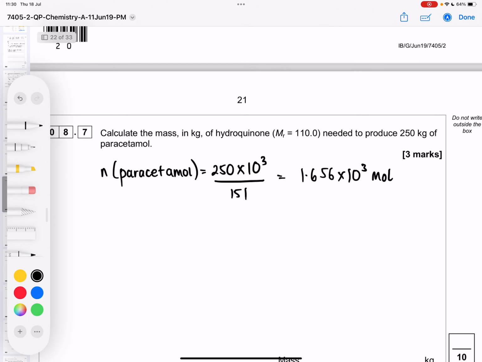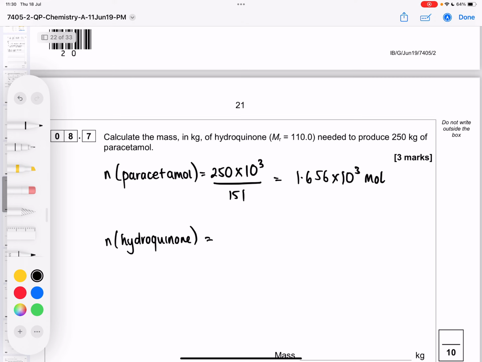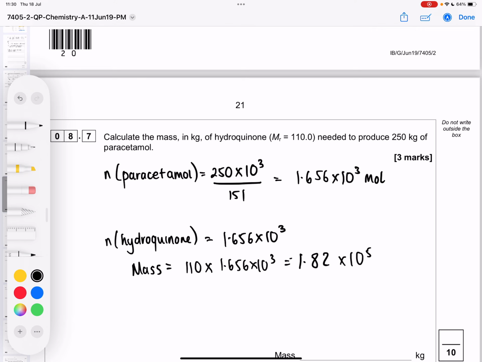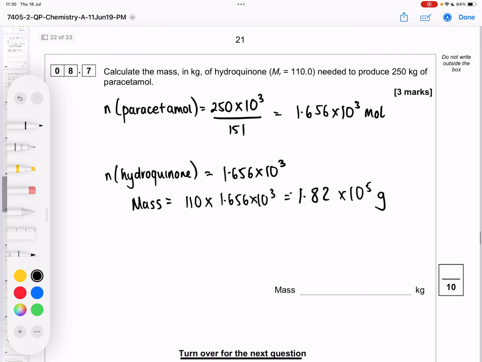So assuming 100% yield, then the number of moles of hydroquinone is the same. And so then mass is Mr times moles, so 110 times that. That gives 1.82 times 10 to the 5 grams, and it wants it in kilograms, so divide by 1,000, and we're going to get 182 kilograms.